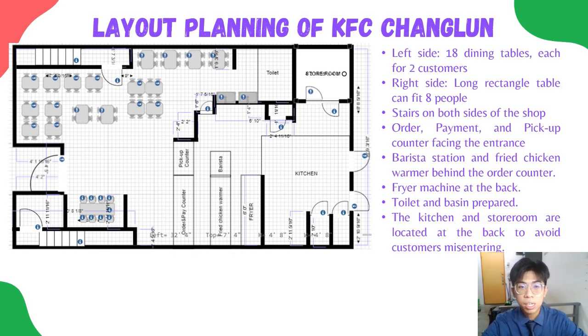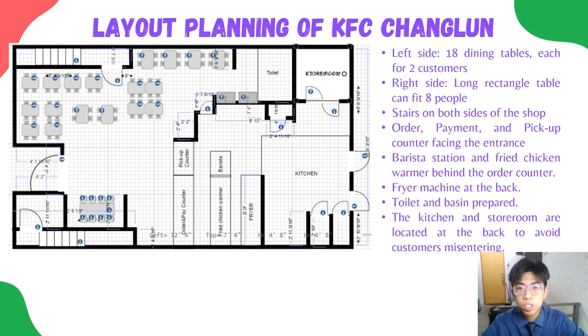Once we enter the KFC, at the entrance, we can see on the left side there are 18 dining tables, each for 2 customers, and the right side has a long rectangular table that can fit up to 8 customers. There are also stairs on both sides of the shop, and the order, payment and pickup counter is facing the entrance of the shop.